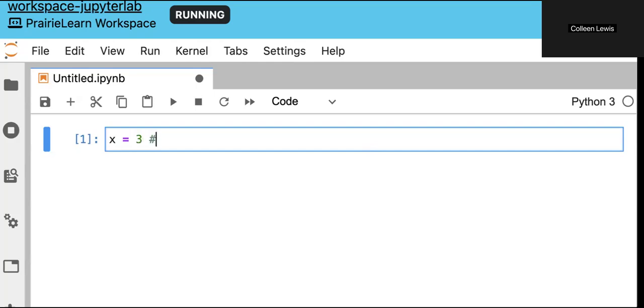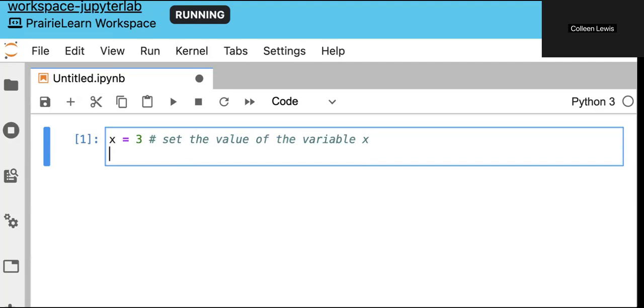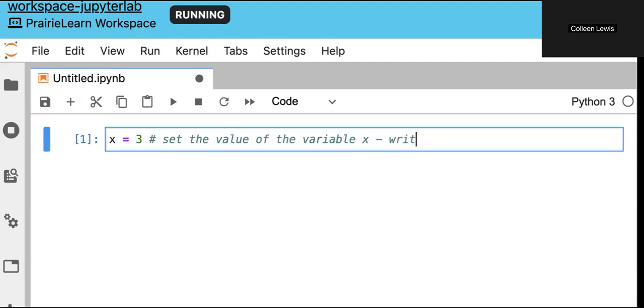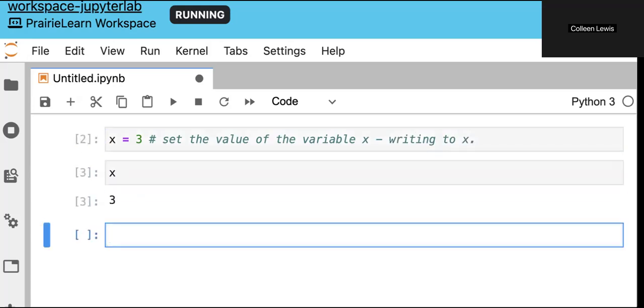Let's check this out. And here, what we're doing is we set the value of the variable x. Another way to talk about that is we're writing to x, okay? So here now, when I see what x is, I ask Python, hey, what's x? It tells me 3.